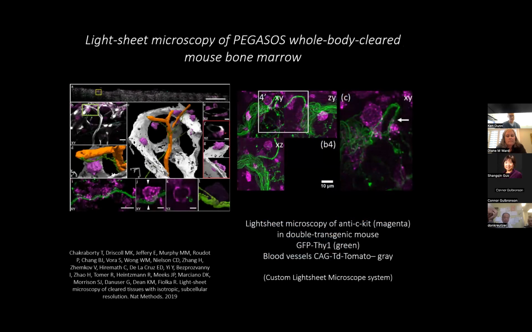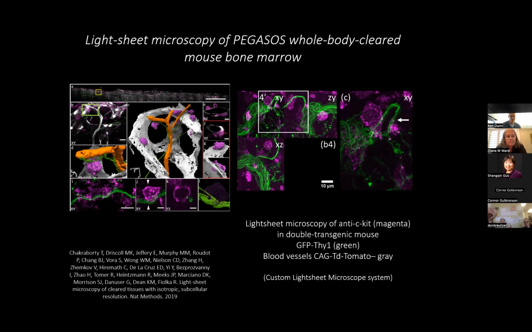This is another microscope system that Jorg Gersdorf, our own Jorg Gersdorf, worked on. He's somewhere in this list, no, he's not. Well, he worked on this microscope system. This is light sheet microscopy of anti-c-KIT, which is apparently a stem cell marker, GFP-Thy1, which labels neurons, and blood vessels, which are labeled in gray. So again, this is a system I'm going to return to because the resolution of this is pretty astonishing.